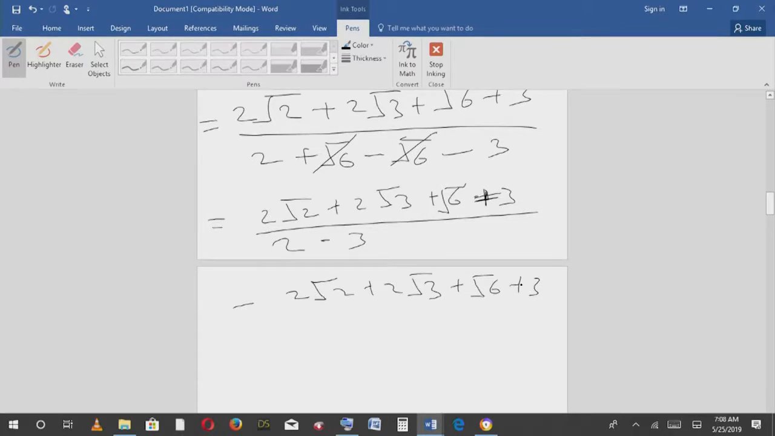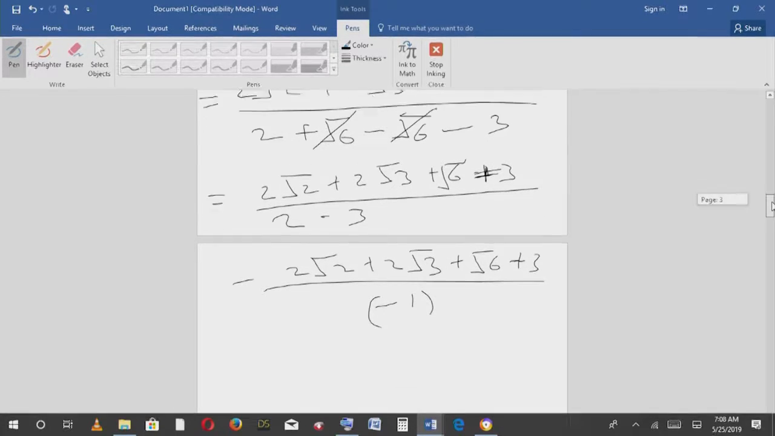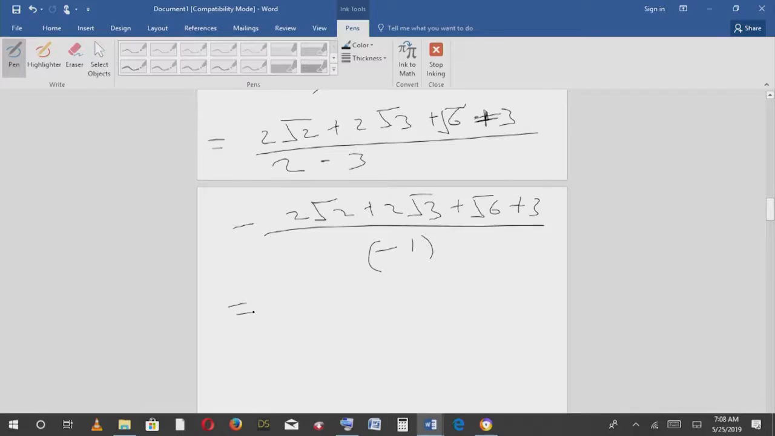Okay, this is plus 3 all upon 2 minus 3, which gives us what? Minus 1. So when it is minus 1, of course we bring a minus sign in front. This applies to both numerator and denominator. So this is minus into what? Minus 1, or minus into 2 root 2 plus 2 root 3 plus root of 6 plus 3.